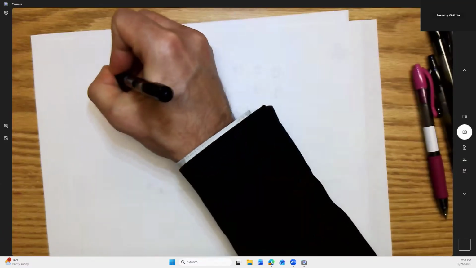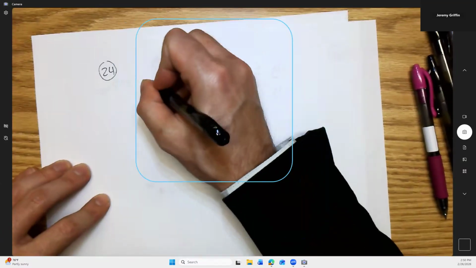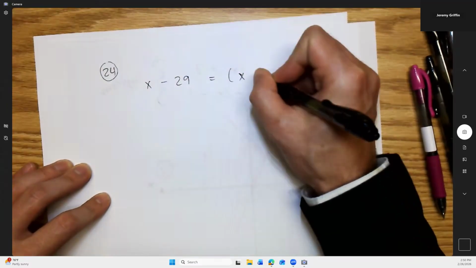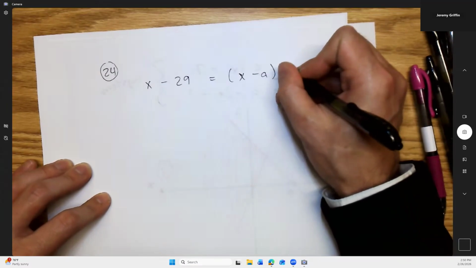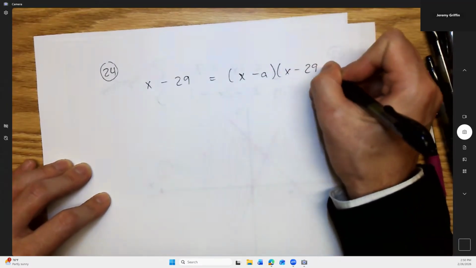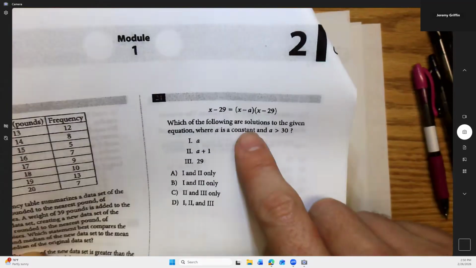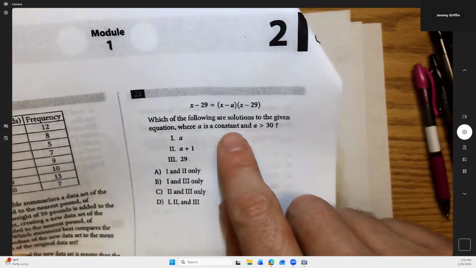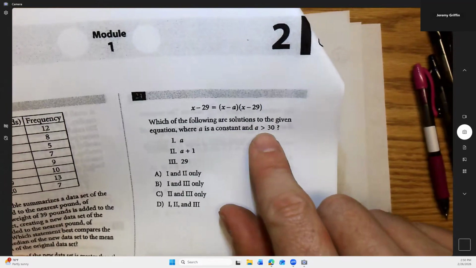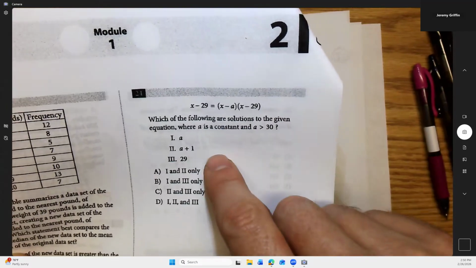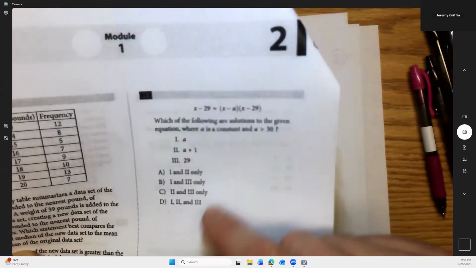I'm going to write this down. 24. They're telling us x minus 29 is equal to (x minus a) times (x minus 29). It says, which of the following are solutions to the given equation, where a is a constant and also greater than 30? So they give us 1, 2, 3, and it might be one or multiple of those.